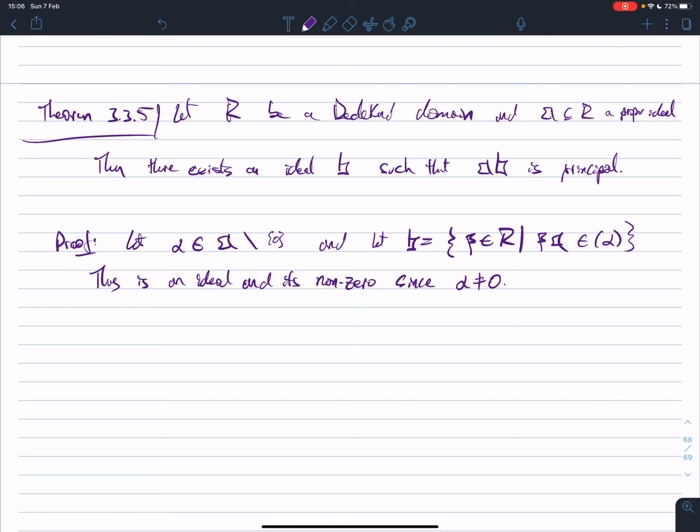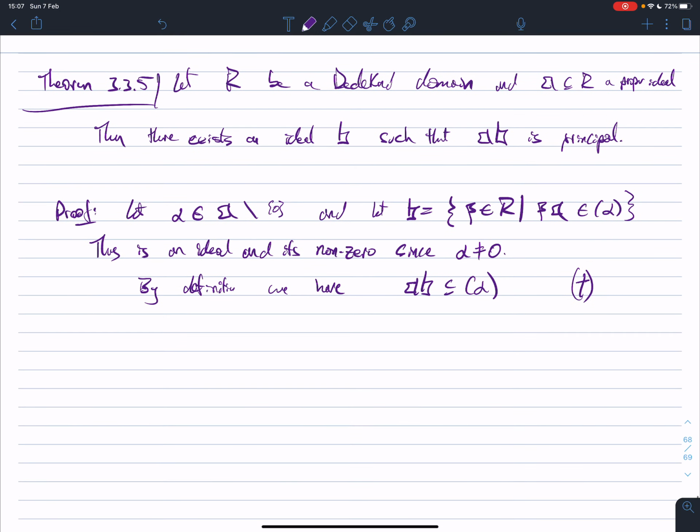So by definition of B, we have the following. The product of these ideals is contained in alpha. We call this inclusion dagger. We have this inclusion, and I claim that we actually have an equality, that the product of these two ideals is exactly alpha.